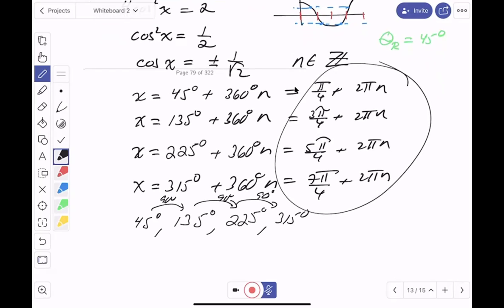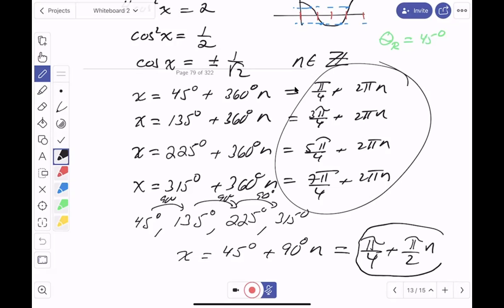So a really easy way to write this problem down is x equals 45 degrees plus 90 degrees n, or pi over 4 plus, well, what's 90 degrees? Pi over 2 n. This is the easiest way to write the answer down. However, this one is fine. This one is perfect, though. All right, both, in my opinion, get full credit. Now let's go to the next page.